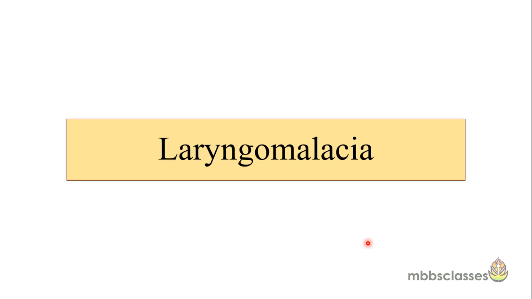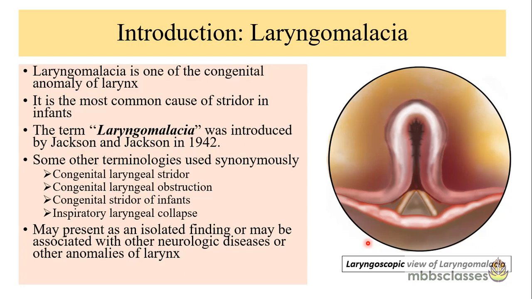Myself Dr. Hanifa. Today in this video I'll be talking on laryngomalacia. Laryngomalacia is one of the most common congenital anomalies of the larynx. If we see the exact numbers, the incidence of congenital anomaly of the larynx is somewhere between 1 in 10,000 to 1 in 50,000 births. It is one of the most common causes of stridor in infants.